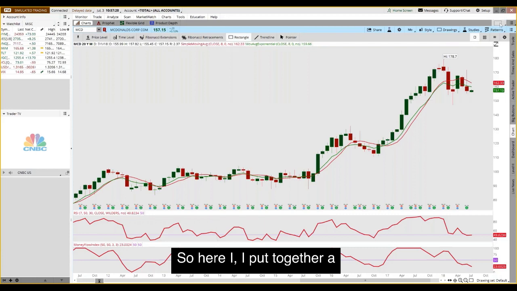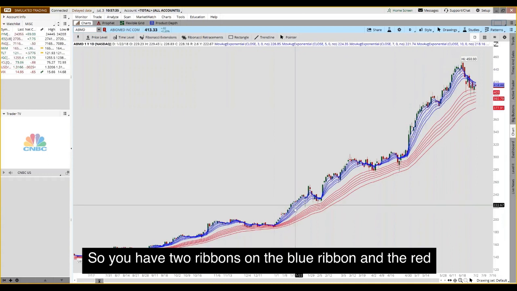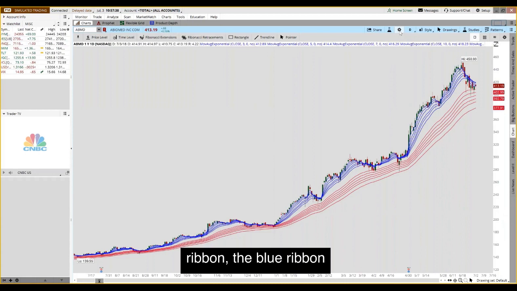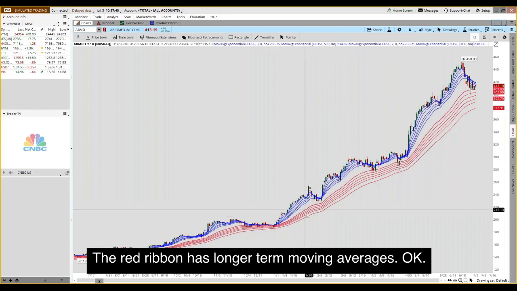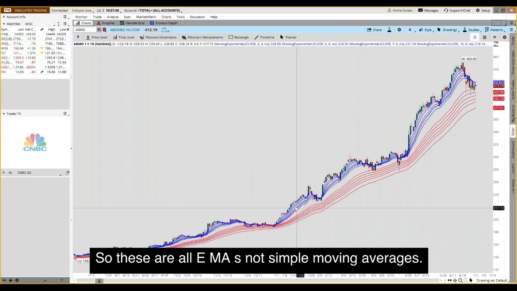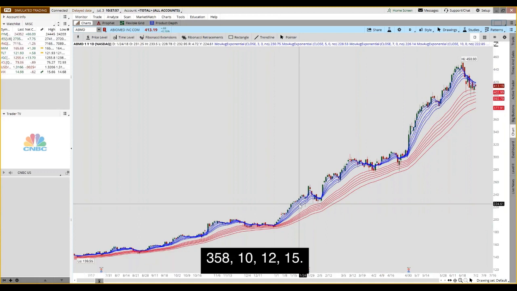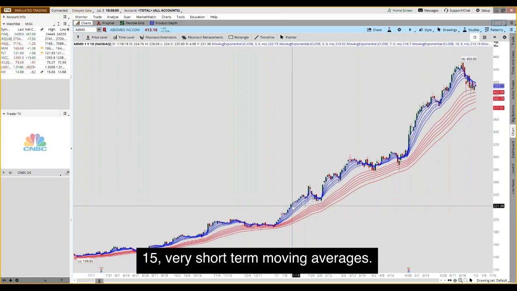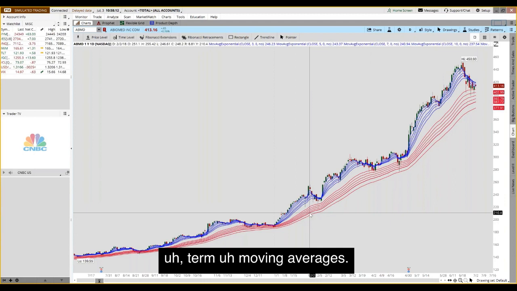Here I put together a layout ahead of time so I can show you. You have 2 ribbons on, the blue ribbon and the red ribbon. The blue ribbon has shorter term moving averages and the red ribbon has longer term moving averages. These are all EMAs, not simple moving averages. The blue ones are 3, 5, 8, 10, 12, 15, so they range from 3 to 15, very short term. The red are 30, 35, 40, 45, 50, and 60, the higher term moving averages.